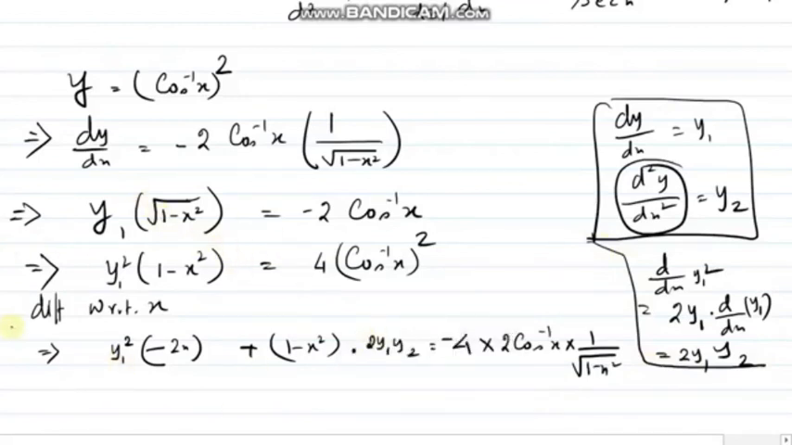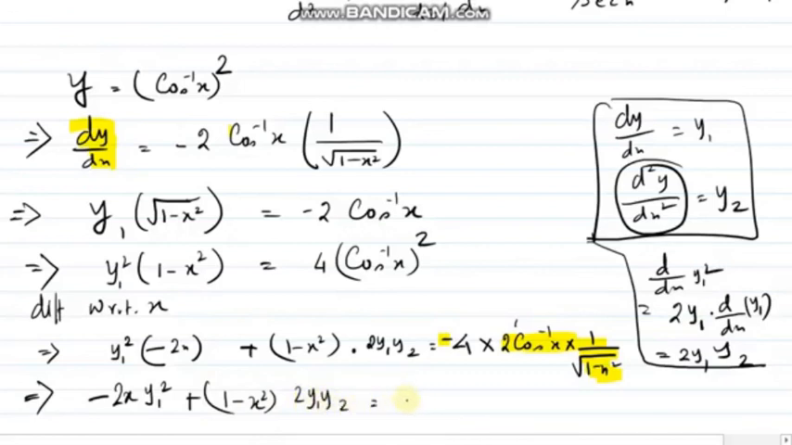Now I can divide this line. Now check what is this thing. Cos inverse x from here, just check what is cos inverse x divided by this thing. Cos inverse x, and in fact I can take 2 also, and I can take the minus sign. This is y1, do you agree? y1 is equal to minus of this. So can I write my next line as minus 2x y1 square plus 1 minus x square into 2y1 y2 is equal to 4y1, correct?